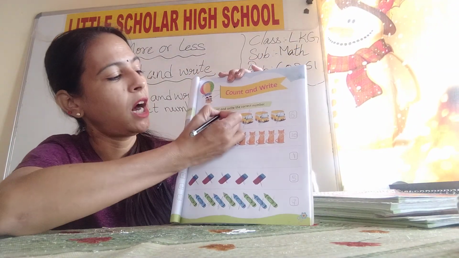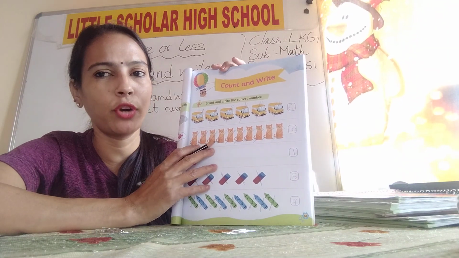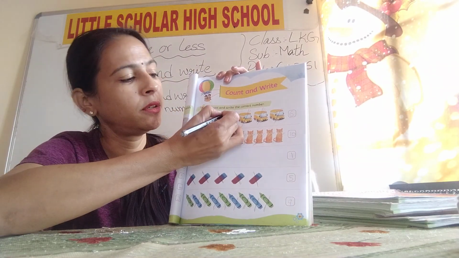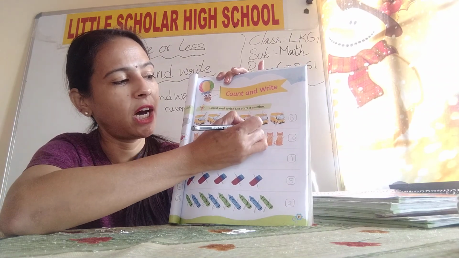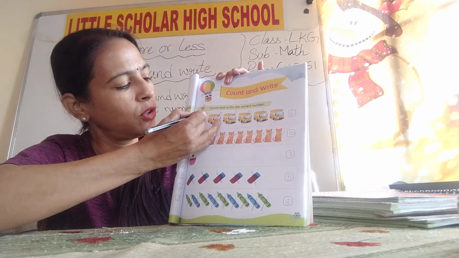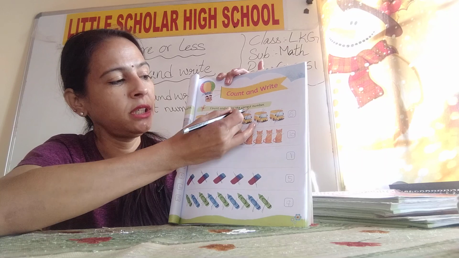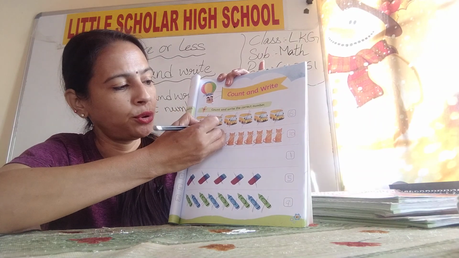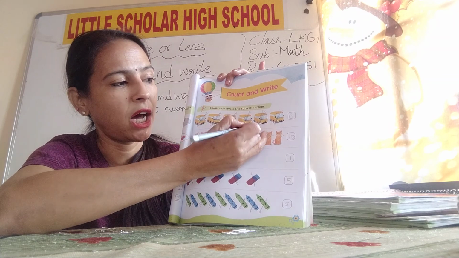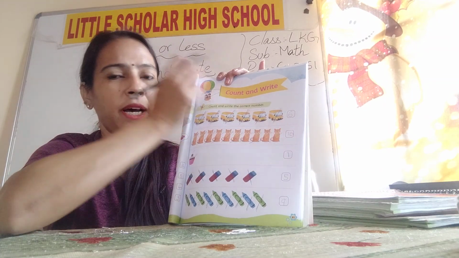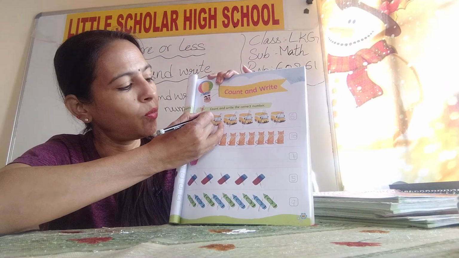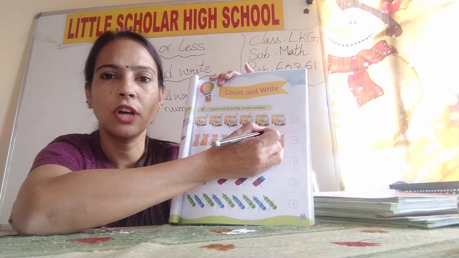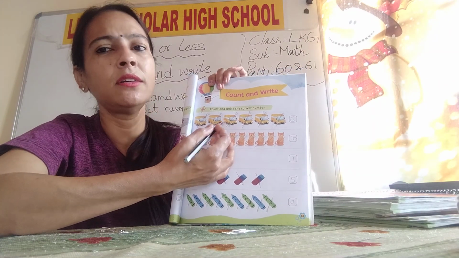Again, let us count now. Count and write the correct number. So we'll count it again from the first. How many buses are there? 1, 2, 3, 4, 5, 6. 6 buses are there. Once again, we'll do the counting. 1, 2, 3, 4, 5, 6. 6 buses. There are 6 buses.